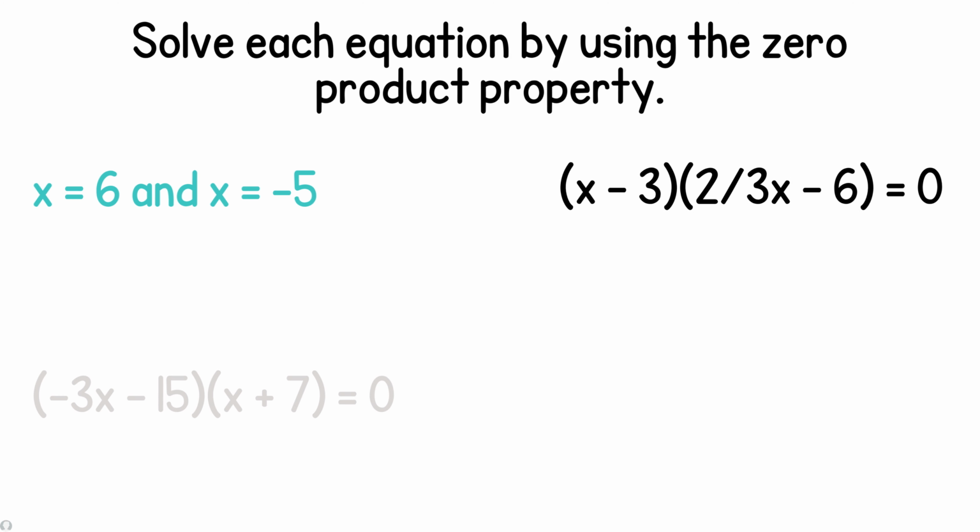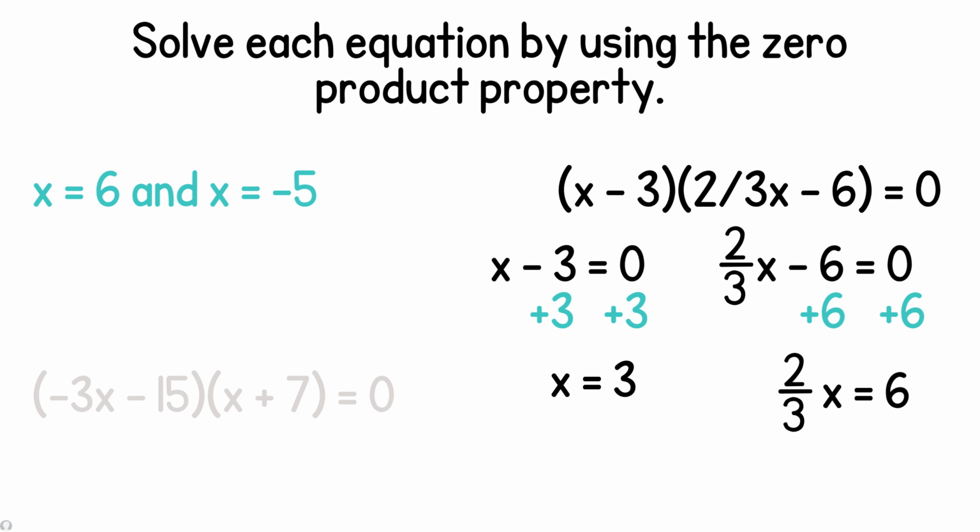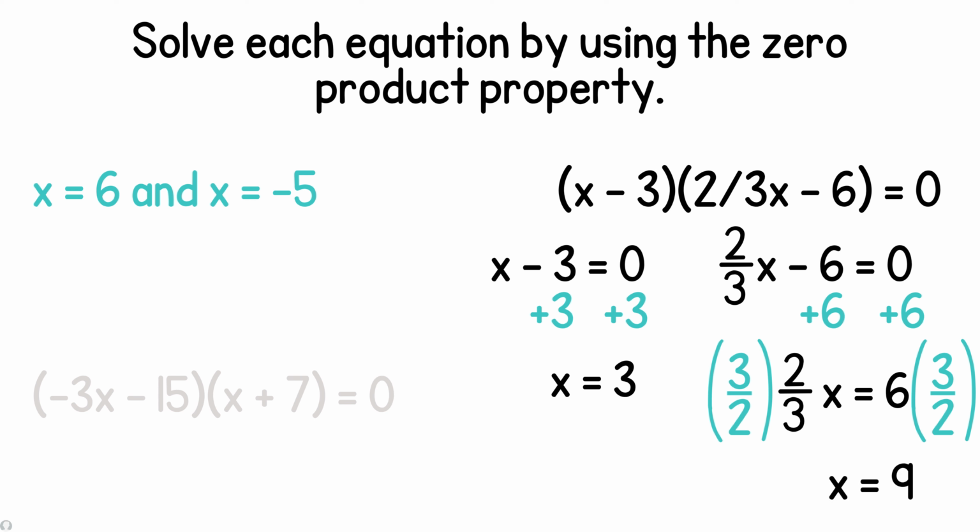Now let's look at our second equation. So we'll set each parenthesis equal to 0, and we'll add 3 to both sides on our first equation to get x equals 3. On the next equation, we'll add 6 to both sides, which gives us 2/3 x equals 6. To get rid of the 2/3 as the coefficient, we're going to multiply both sides by its reciprocal of 3/2. This will give us x is equal to 9.